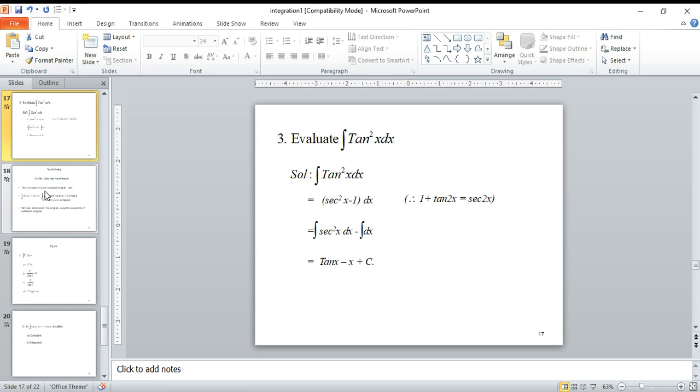Next, third question. Evaluate integration of tan square x dx. There is no direct formula for tan square x, and for tan x also. So tan square x can be written as secant square x minus 1, from the formula 1 plus tan square x equals secant square x. Therefore tan square x equals secant square x minus 1. Apply the integral: integration of secant square x dx minus integration of dx. The integration of secant square x is tan x, and integration of 1 dx is x, plus c.